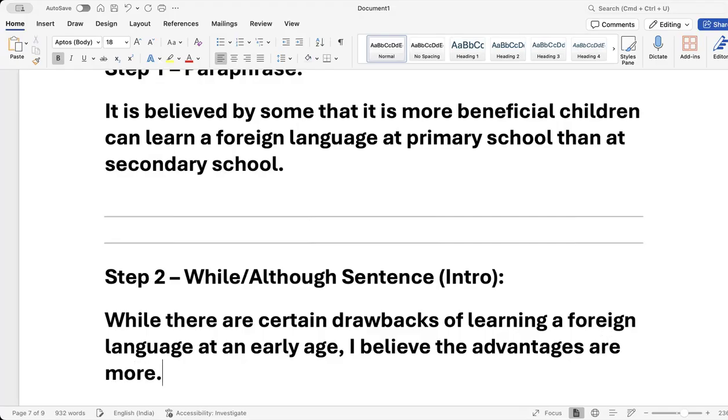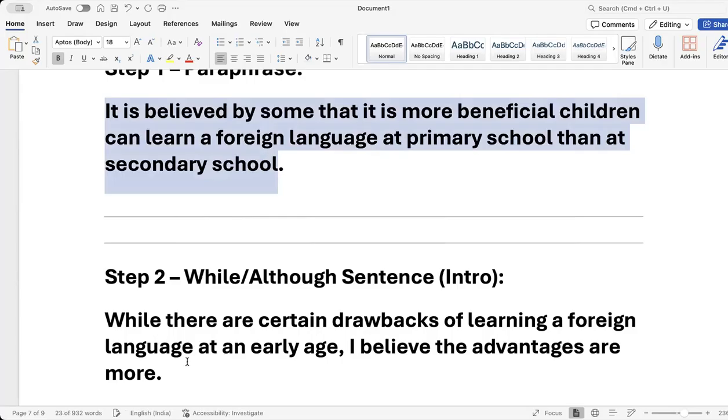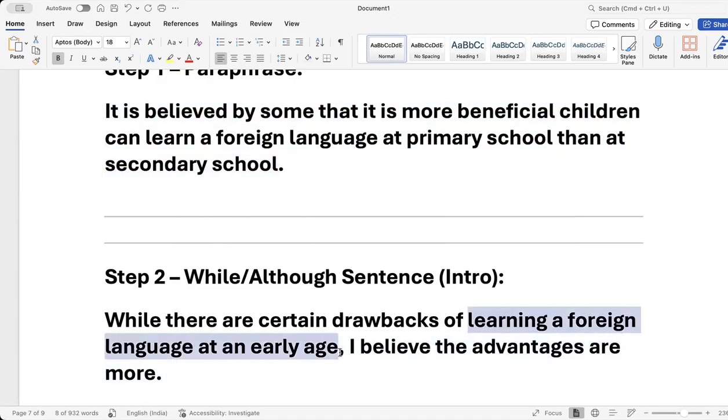Very good. So did anyone have a problem here? Or is it clear? Is the while statement clear? This will be our complete introduction, the paraphrasing followed by the while statement, and our introduction is done. So while there are certain drawbacks of topics, I believe the advantages are far more. We can add here before the I believe. However, I believe advantages are far more. Where do you want to add?